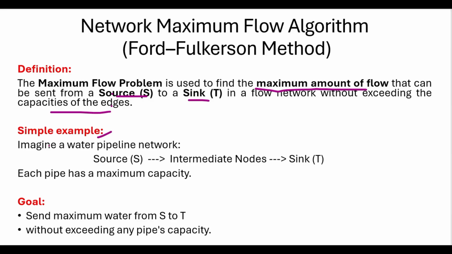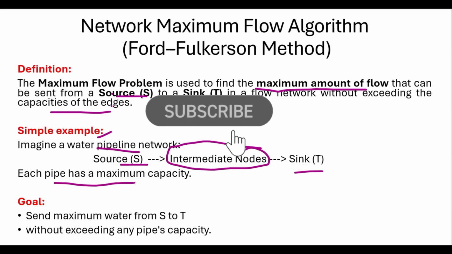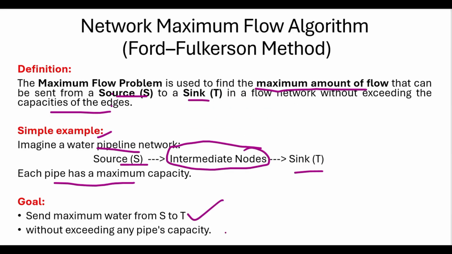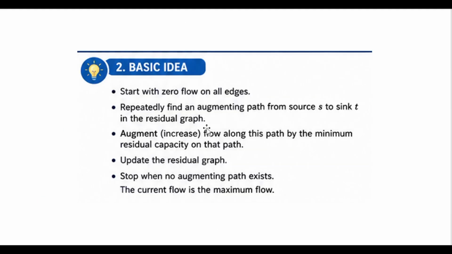So take a simple example. Imagine a water pipeline network. Water is supplied from source to sink, and some intermediate nodes are there, right? Each pipe has a maximum capacity. So the goal is to send maximum water from S to T without exceeding any pipe's capacity. Okay, so this is the basic idea behind this.